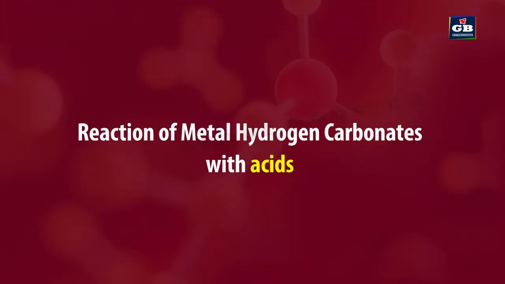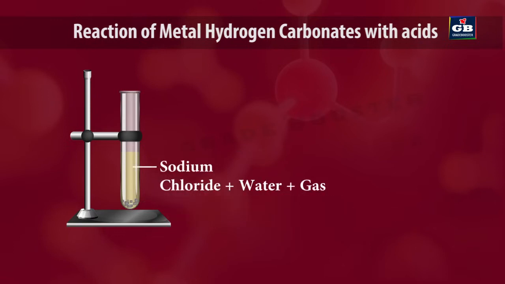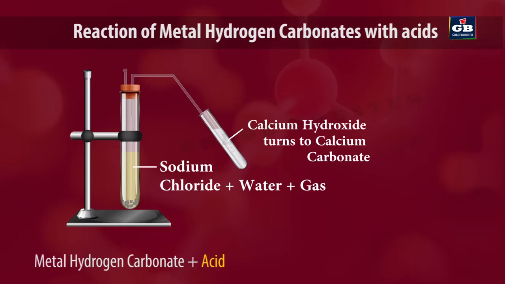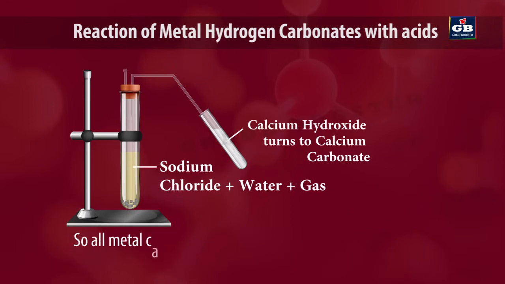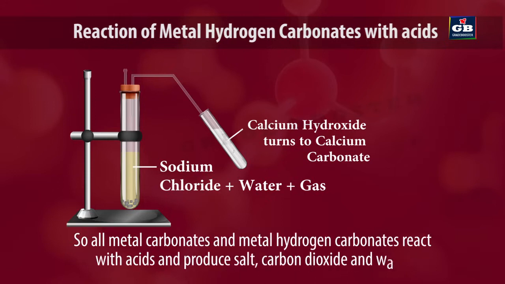Reaction of metal hydrogen carbonates with acids. Take 0.5 grams of a metal hydrogen carbonate like sodium hydrogen carbonate and add 2 ml of dilute HCl. It forms a salt, that is sodium chloride, and water and a gas. The gas produced in this reaction is also carbon dioxide. So, when a metal hydrogen carbonate reacts with an acid, it gives rise to salt, water plus carbon dioxide. So, all metal carbonates and metal hydrogen carbonates react with acids and produce salt, carbon dioxide and water.